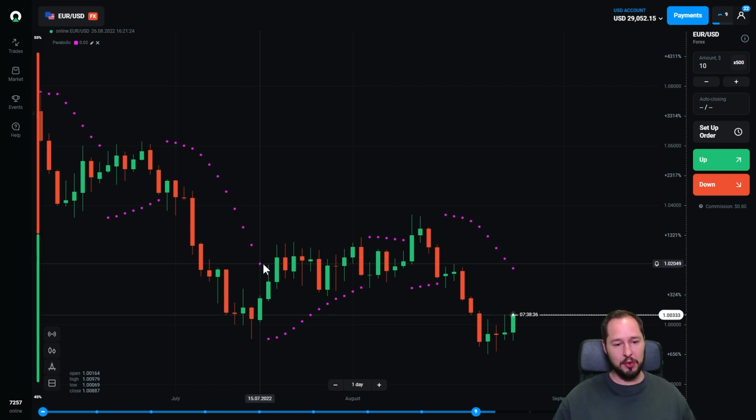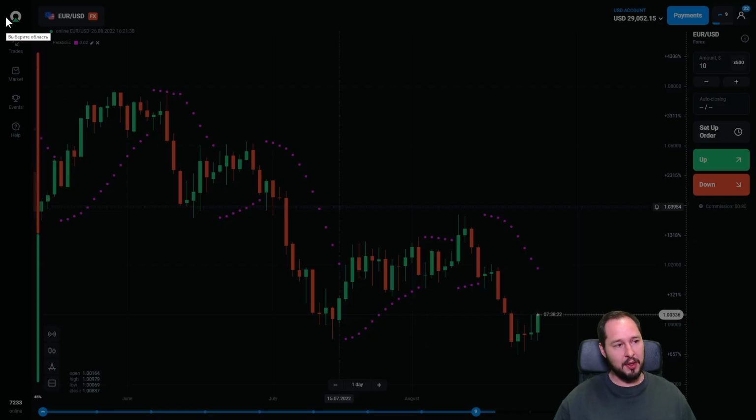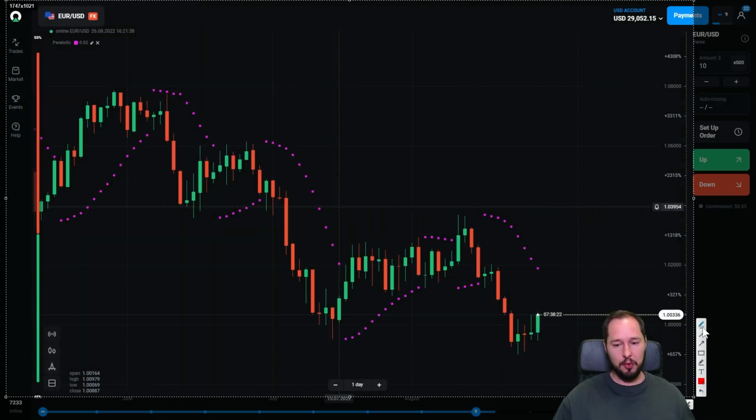So I want to mention why it is called parabolic stop and reverse. Basically, parabolic is a trend indicator. It's a 100% trend indicator, and it works correctly only when there is a trend movement. What does it mean? From time to time, trends are not followed by another trend.